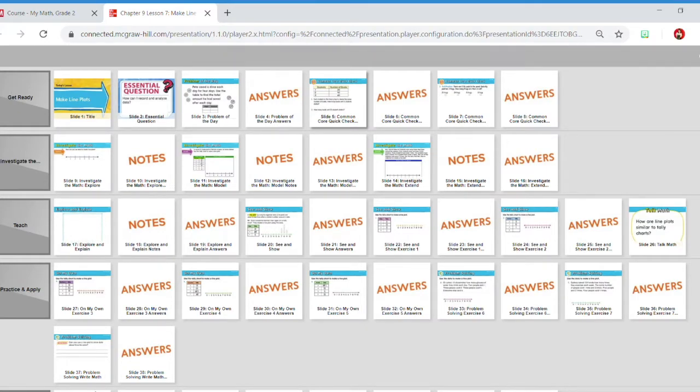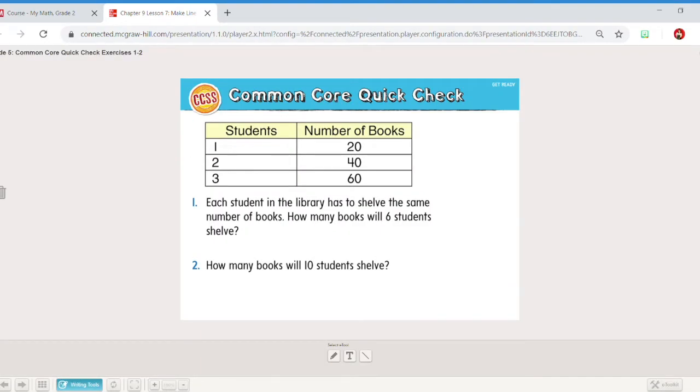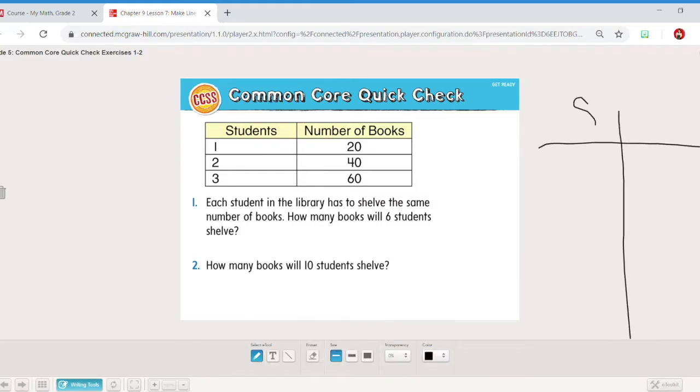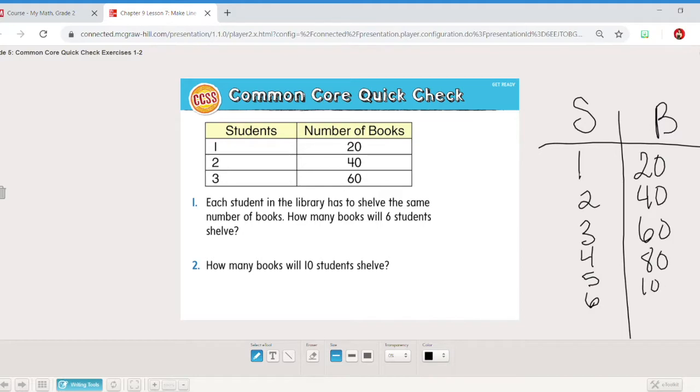We continue the pattern of, I'll put S for students and B for books. We had 1 is 20, 2 is 40, 3 is 60. Looks like they're counting by 20s. See, 2, 4, 6, 20, 40, 60. Let's continue this to 6. 60, 80, 100, 120. So 6 students will shelve 120 books.